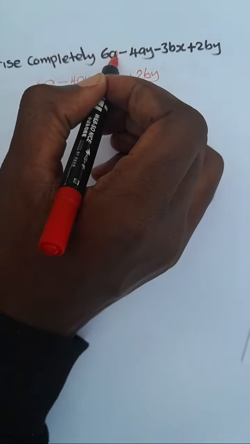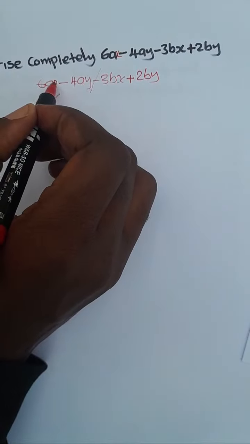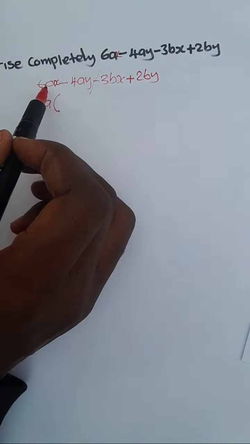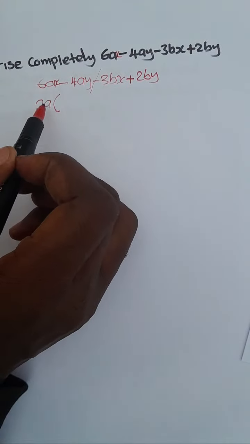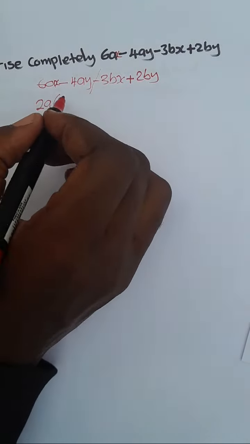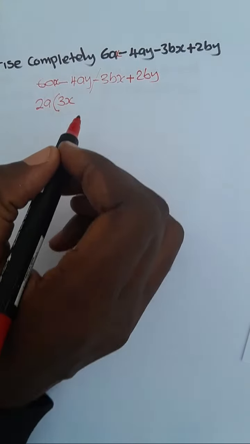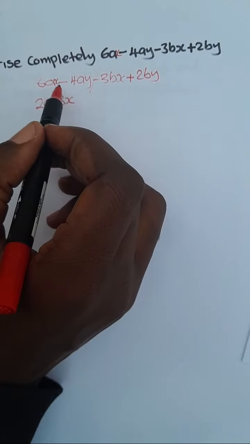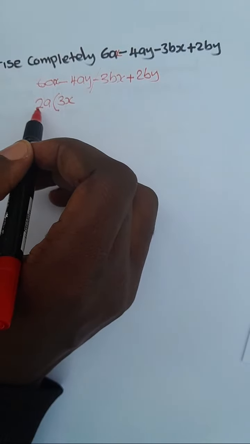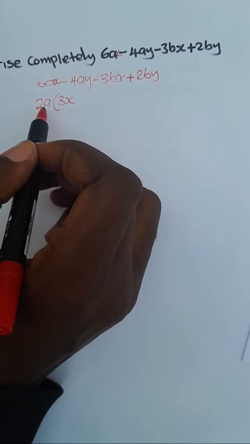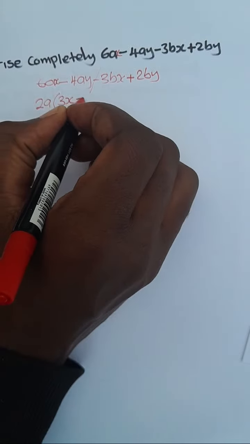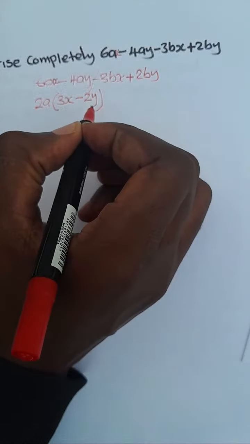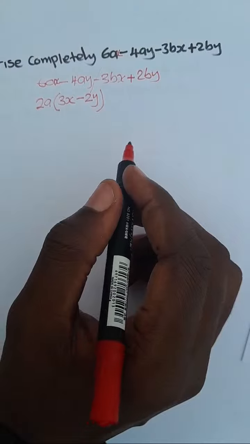Here we have x, there's x here, 6ax. So now we are going to have 6ax divided by 2a. We are going to remain with 3x here. Then negative 4ay divided by 2a, we are going to remain with minus 2y here.